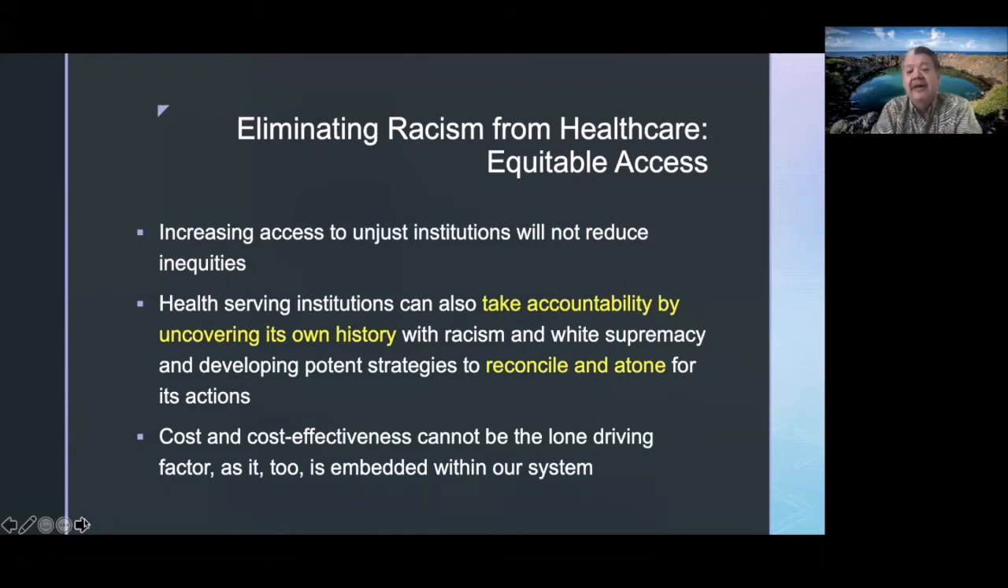A lot of our talk has been around costs and cost effectiveness as driving our systems. And I think that we need to go beyond cost effectiveness and we need to think beyond how much things cost to be innovative. Obviously, there's always a balancing act between cost and effectiveness. But if it is our lone driving factor, then I can assure you systems will continue to be unequal.